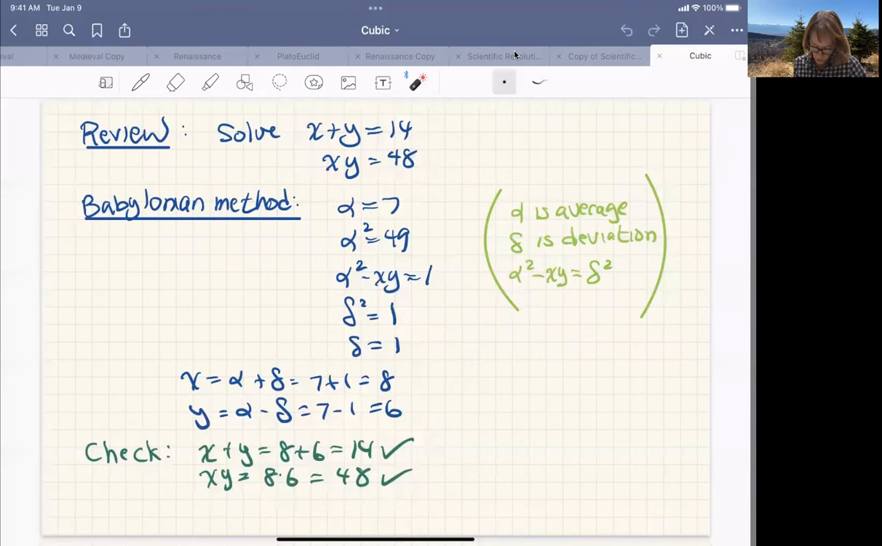And then, once you know what alpha and delta are, then x is alpha plus delta, so we get 8. And y is alpha minus delta, and so we get 6. And then we can check our answers. So what is x plus y? That's 8 plus 6 is 14. Yes, that's what we were hoping for. And x times y is 8 times 6, which is 48. And that's what we were hoping for. So now with that in mind, let's begin solving cubic equations.